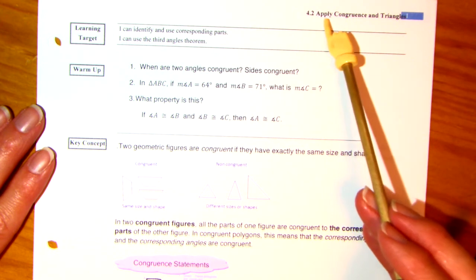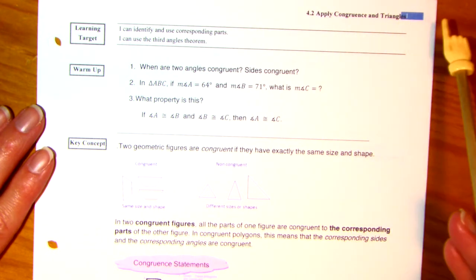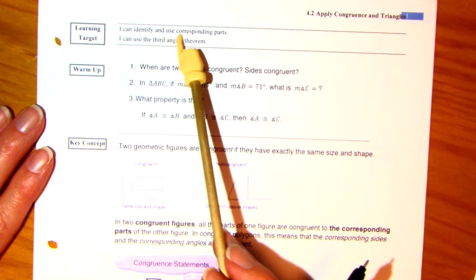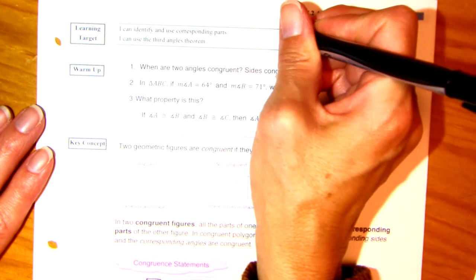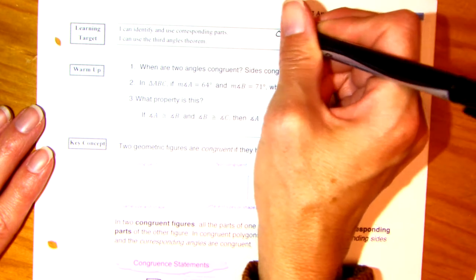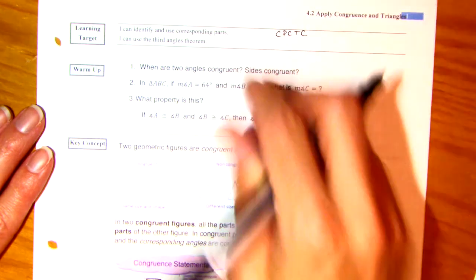Here we go, 4.2, apply congruence and triangles. I can identify and use corresponding parts. So you're going to see a really fantastic abbreviation, CPCTC. That's going to come up later.